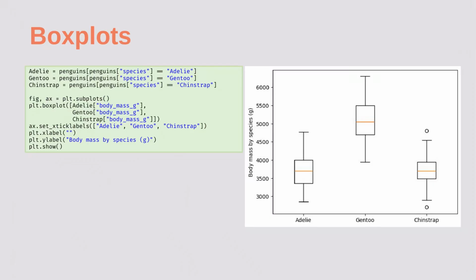This type of plot shows several key features for each distribution. The orange line in the center marks the median height.